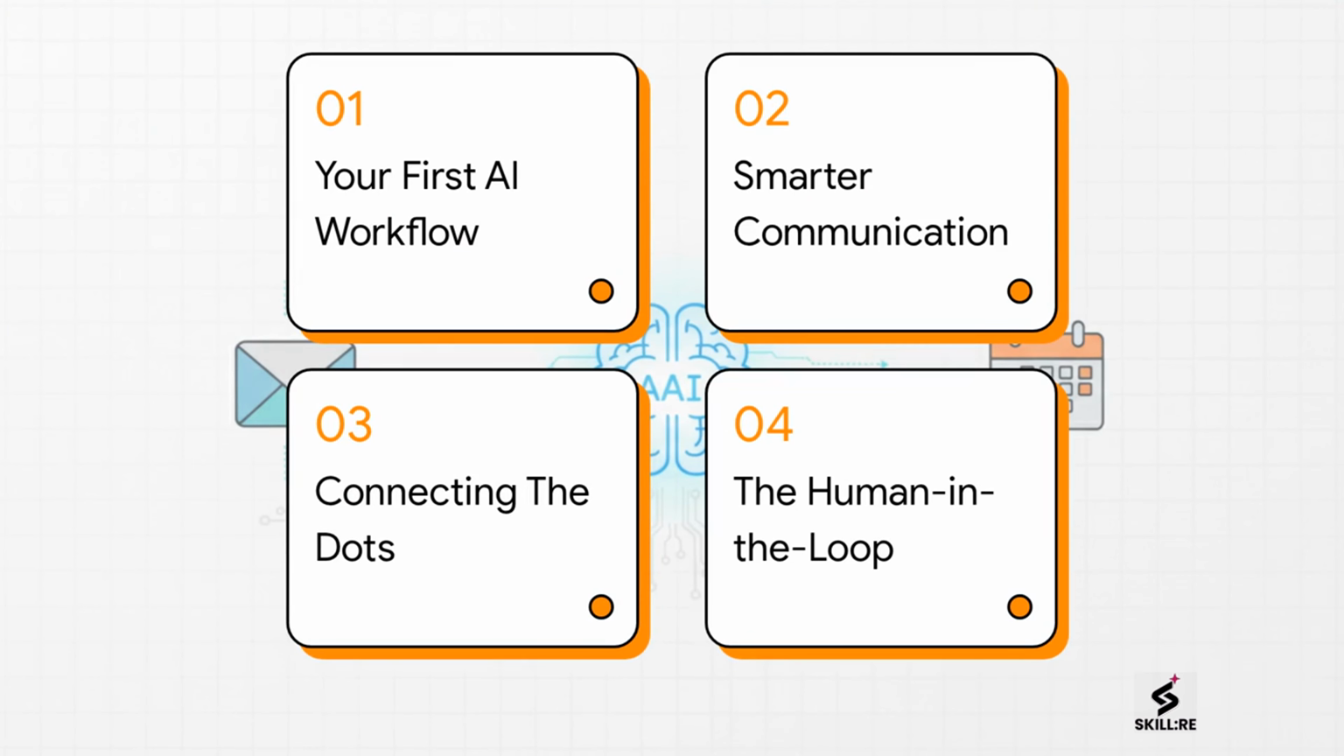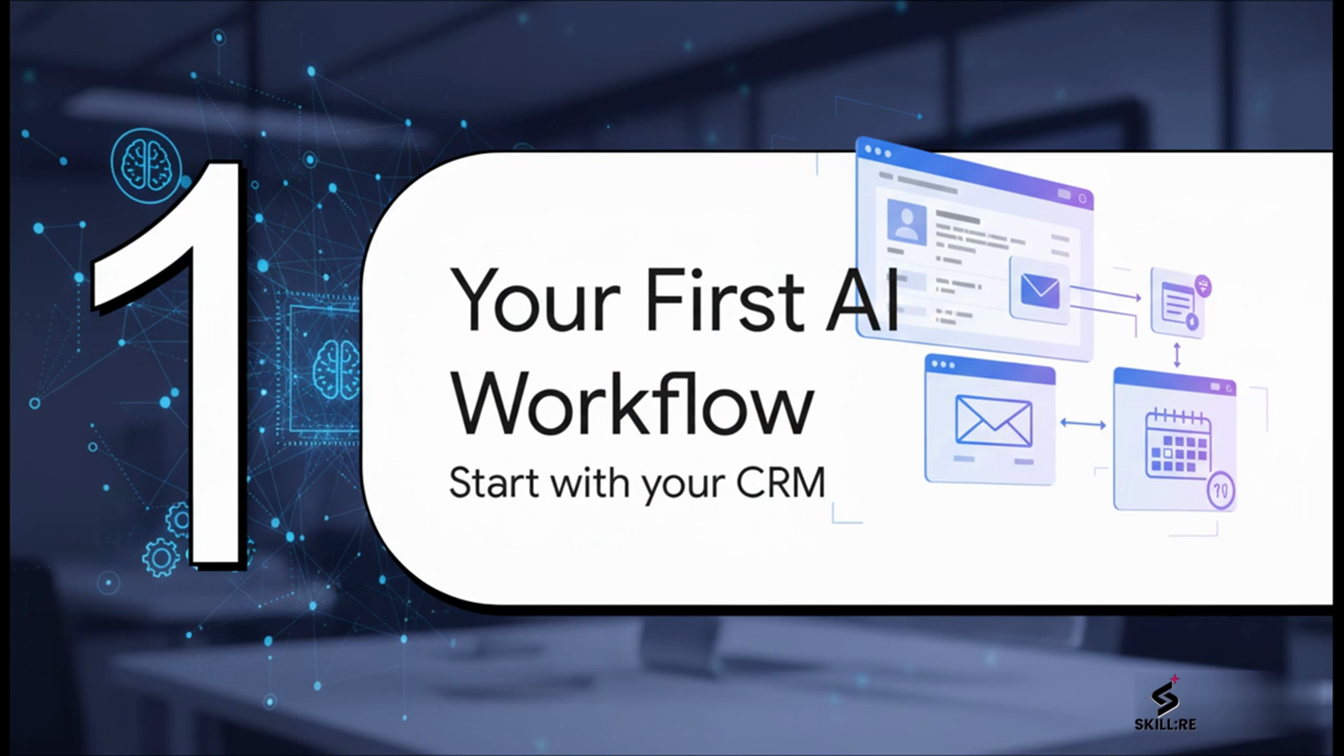So here's our game plan. We're going to follow a simple crawl, walk, run framework. First, we'll crawl by building our very first AI workflow. Then we'll walk by making our communication way smarter. And finally, we'll run by connecting all the dots. And we'll wrap it all up with the most important rule of all, keeping a human in the loop. Let's do this. Okay, let's start crawling.